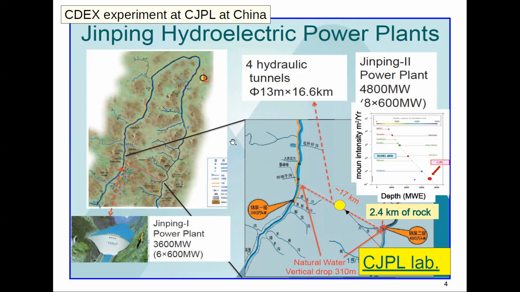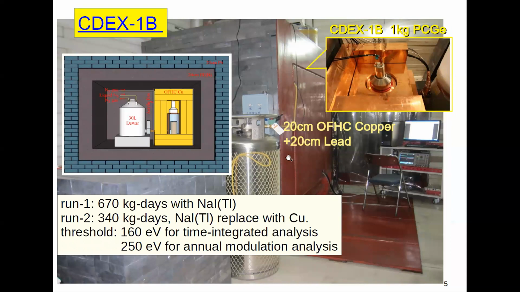The CDEX experiment is located at the Jinping underground lab in Sichuan province in China. The lab is located in the middle of a 17 kilometer tunnel, and this is the deepest underground lab in terms of muon flux and in terms of rock overburden. So this is the interior view of the lab, and the CDEX-1B experiment is sitting inside this lab, and this is the interior view of the shielding.